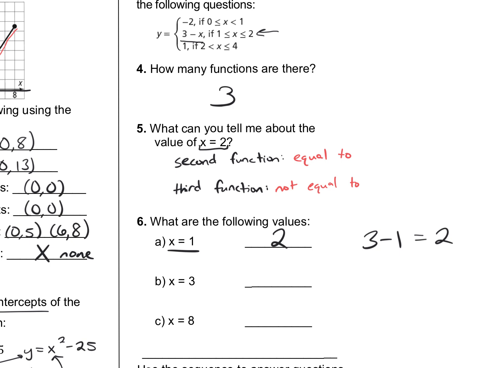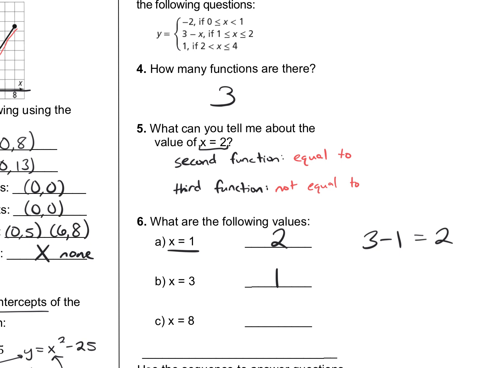X equals 3. I need to figure out what function it lies in. Which one is it in? It is in the third. So I picked this interval, I'm activating this function. But there's no x there. What do I do? It's just whatever number is here. So x equals 3, the value is 1. If there's no x to plug into, then your answer is just whatever number is there.